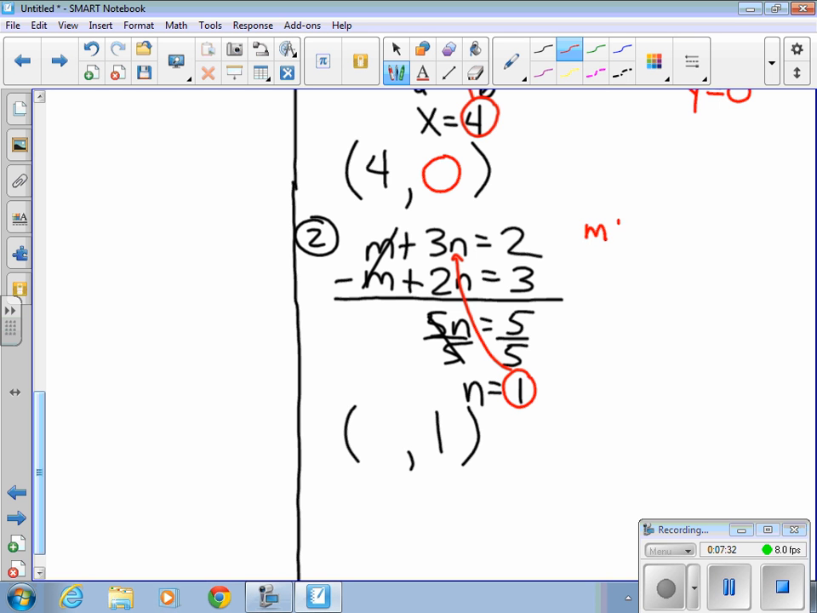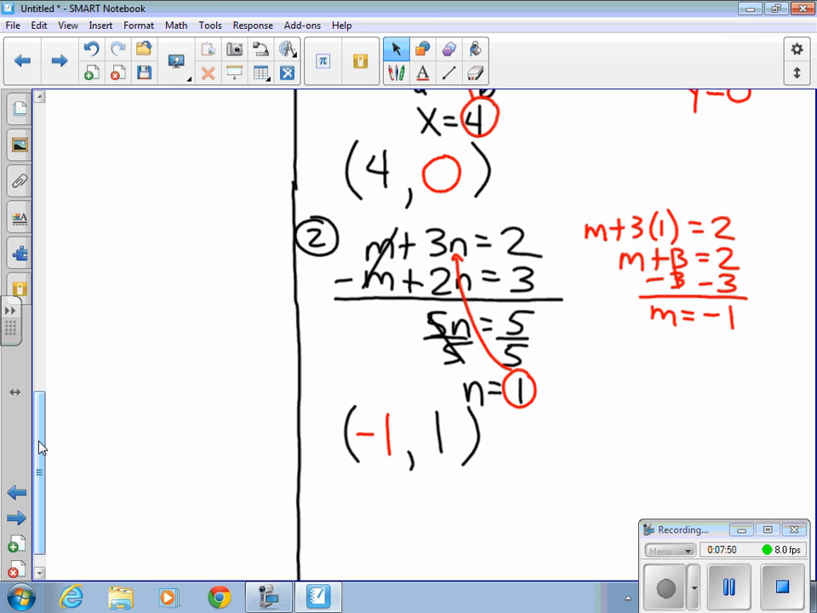So I have m plus 3 times 1 equals 2, which is m plus 3 equals 2. Subtract the 3, and I get m equals negative 1. So my m value is negative 1. So the answer to this ordered pair is negative 1, positive 1.